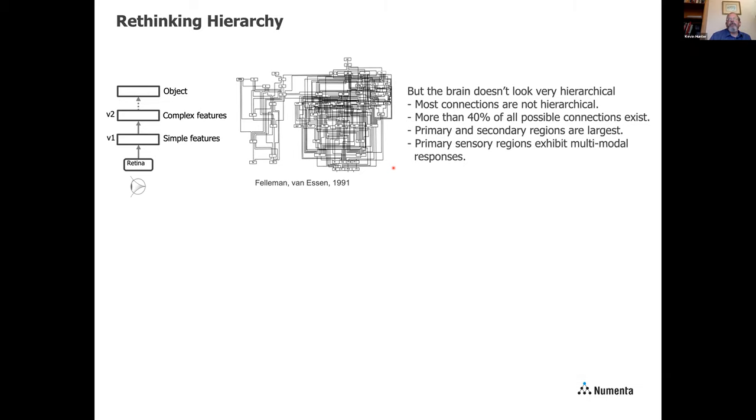Just to be clear, that 40% figure is talking about connections between brain regions. It has nothing to do with the sparsity of the individual connections. Exactly. The actual sparsity is very high when you look at neuron to neuron, but this is region to region.